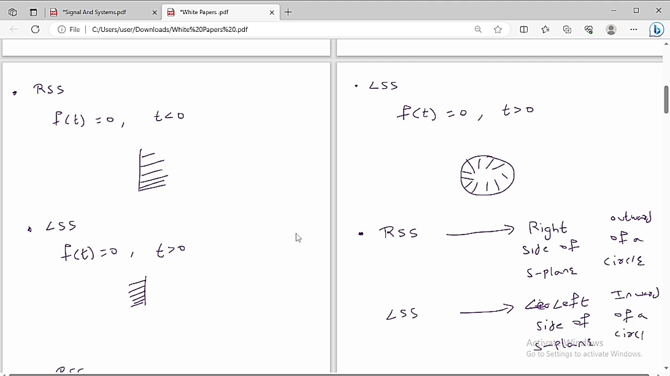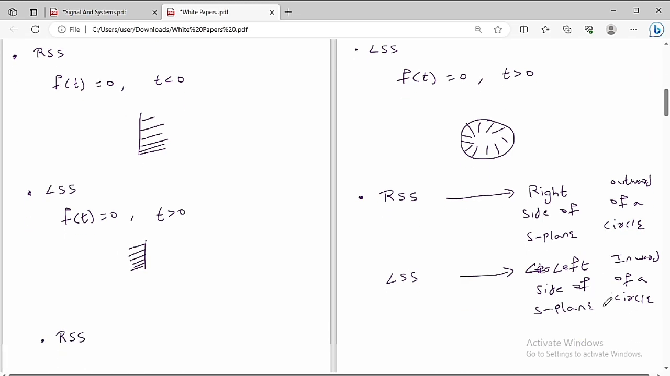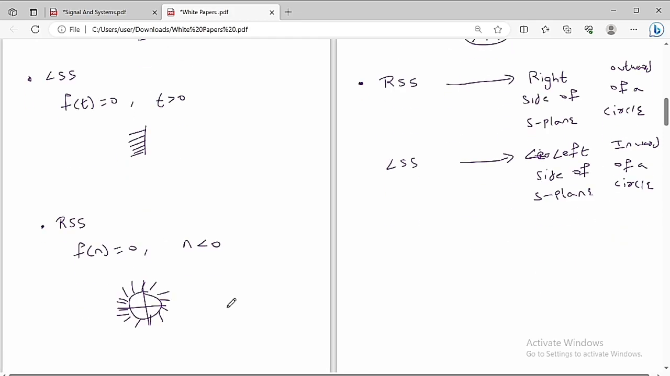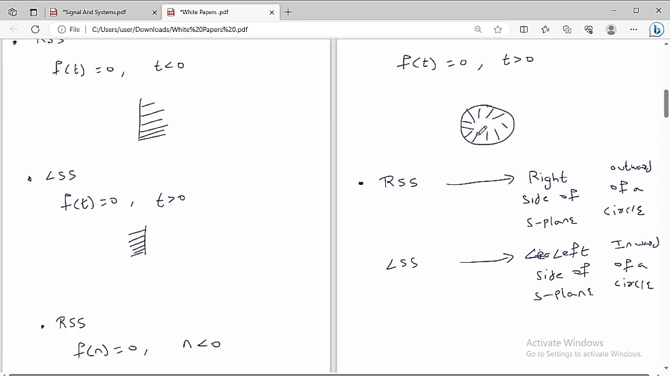So this is what I am trying to tell you. If the signal is right-sided, in the time domain it is the right side of the S-plane, and here it is outward of a circle. For a left-sided signal, it is the left side of the S-plane or inward of a circle. So this is the right side of the S-plane, left side of the S-plane, outward of the circle and inward of the circle. Just by seeing the ROC, we can tell what type of signal it is.